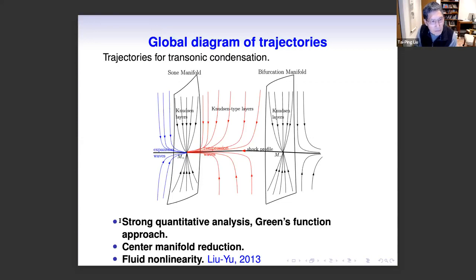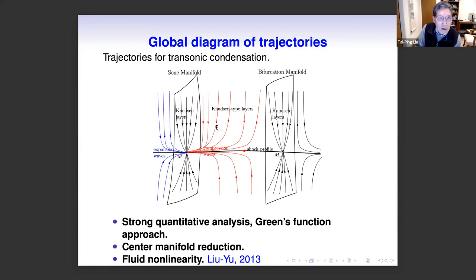Okay, so I say it very vaguely here. First, one uses the Green function, as I already mentioned. And then we have a center manifold reduction, which allows one to use the fluid nonlinearity to control this compression wave, expansion wave, and so on. Okay, so this is as much as I want to say about the method.